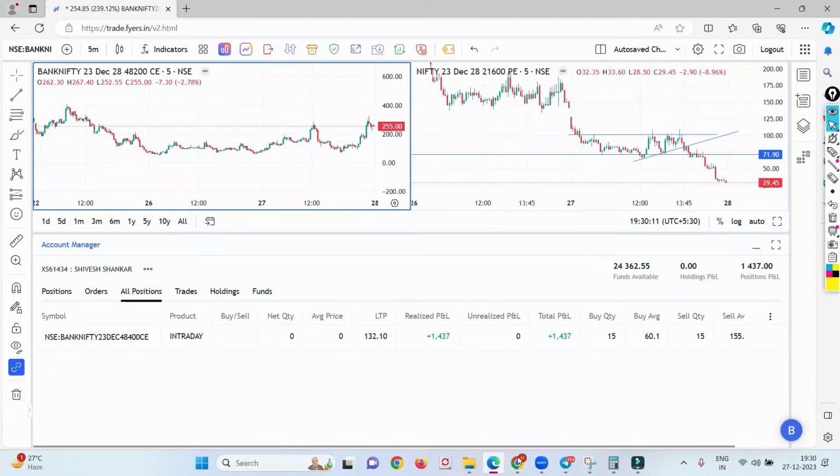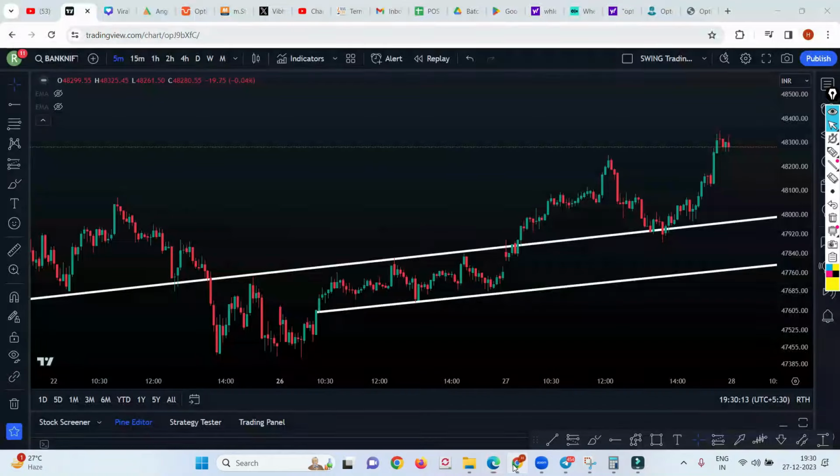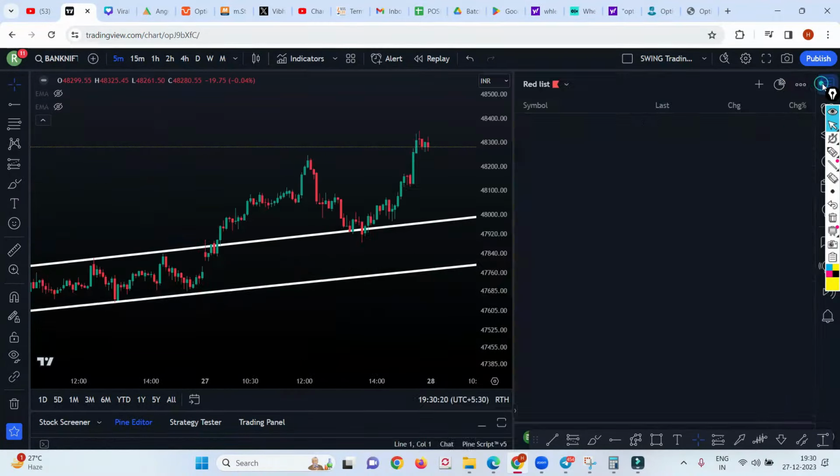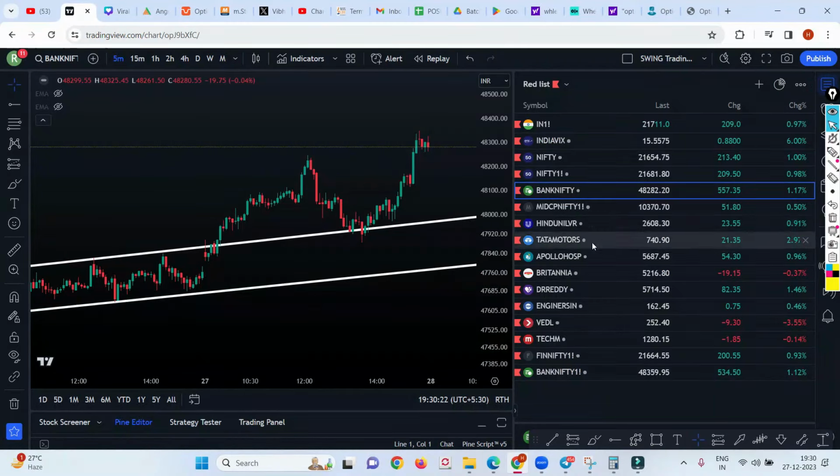Now, the takeaway. Forget about the profit and loss, the takeaway. What made me give such a huge profit? Let me show you guys. Check the India VIX. Guys, check the India VIX. Let me show you where is India VIX. Yeah, see, Nifty went up by 1%. Bank Nifty went up by 1.17%. Check the VIX. The VIX has also shot up by 6%.